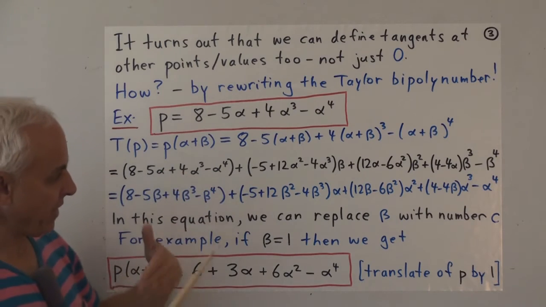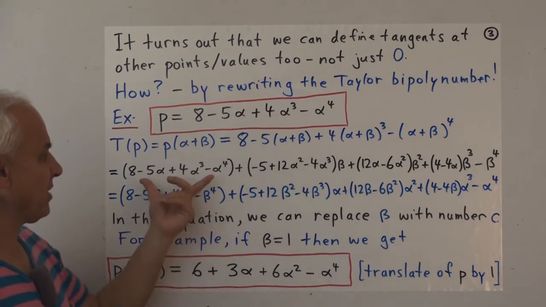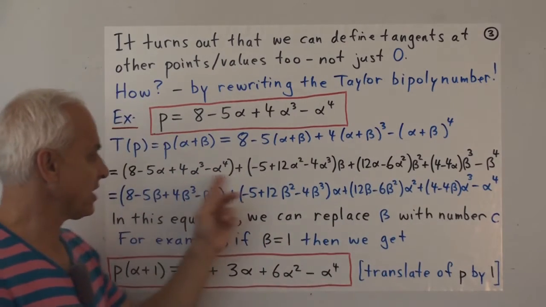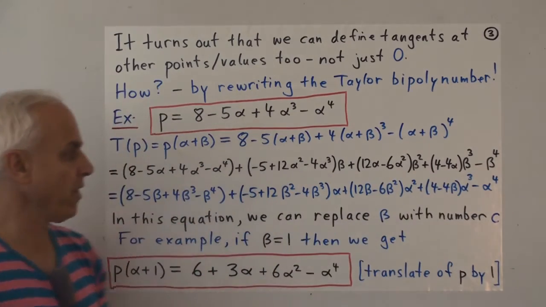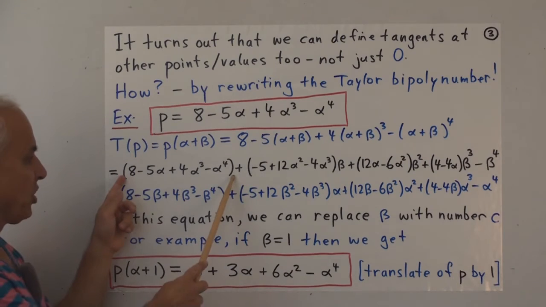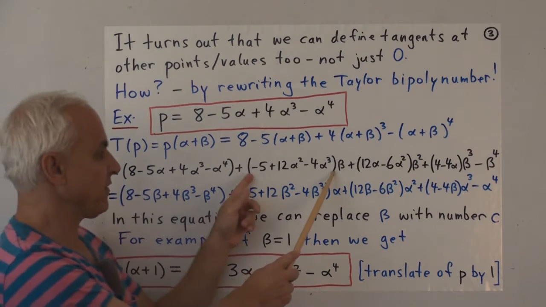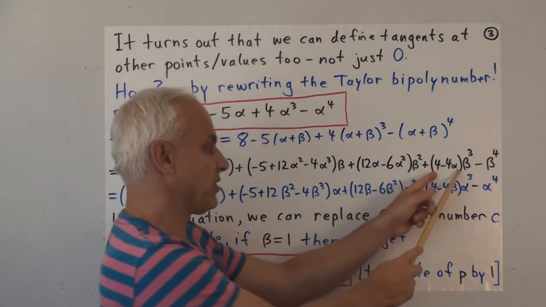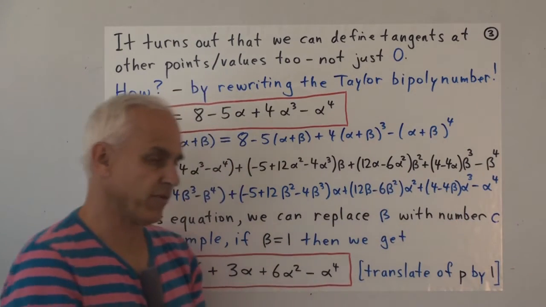If we do that and then organize things so that we have powers of beta increasing, then we get this expression here, which we've seen before. There's the original Pauli number. There's its first subderivative, second subderivative, third subderivative, fourth subderivative.